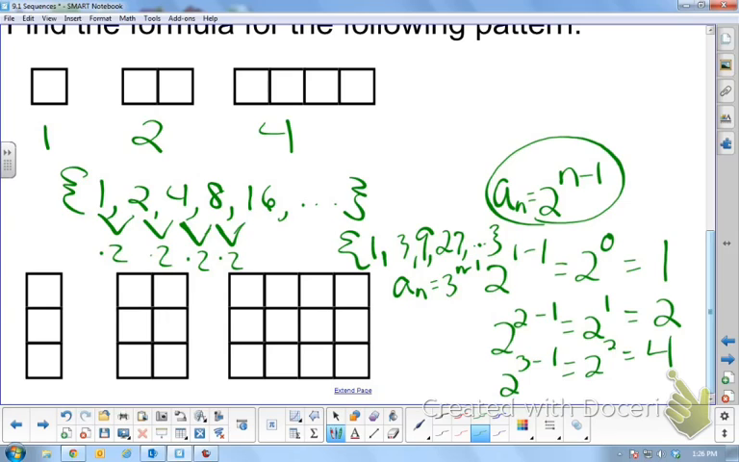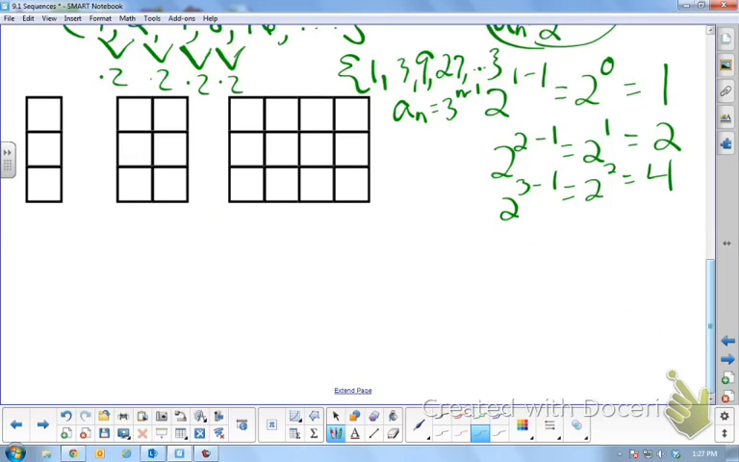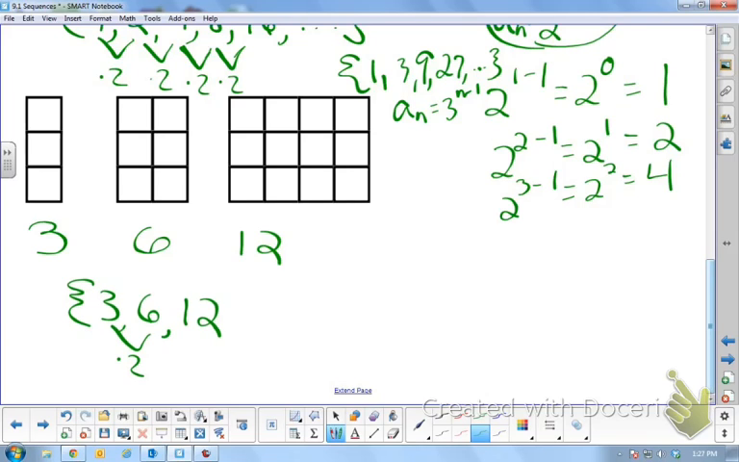So, I have one more though. Let's take this up one notch. How many boxes did I use to make the first picture? How many boxes did I use to make the second picture? How many boxes did I use to make the third picture? 12. So this time I have 3, 6, 12. I'm still multiplying by 2. That has not changed. Next would be 24.